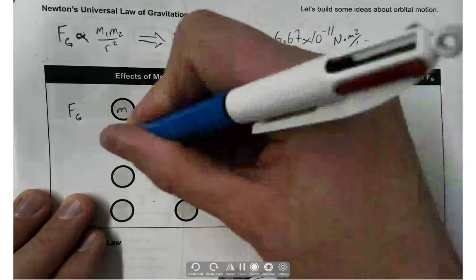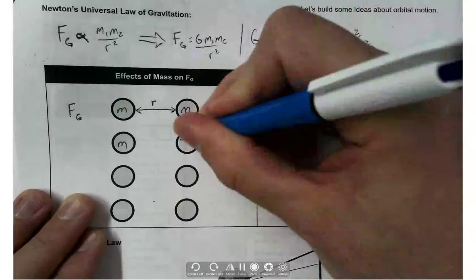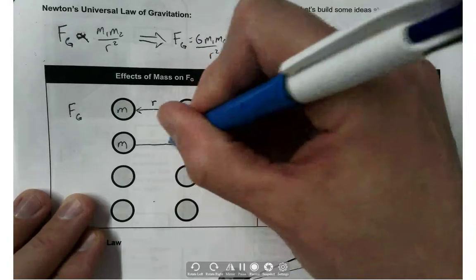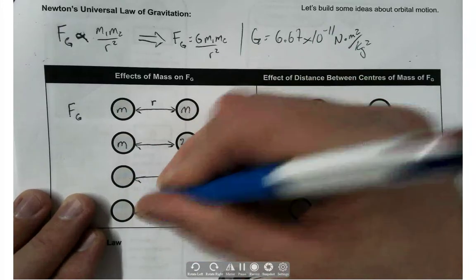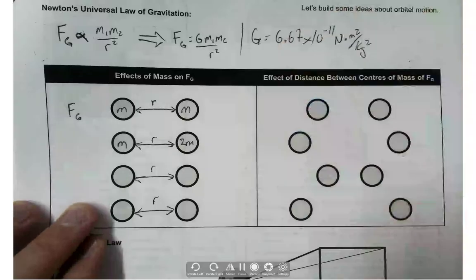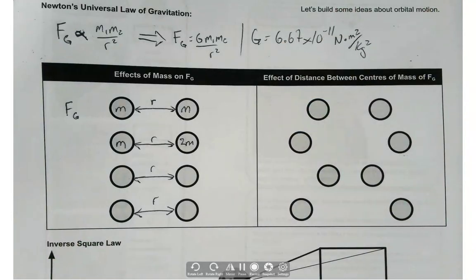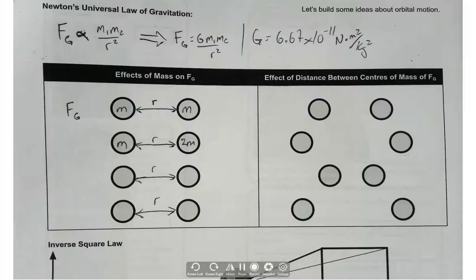If I take one mass, keep it the same mass, but I double the other mass, and I keep them the same distance apart. In fact, all of these examples are the same distance apart, same r value all the way down that column. What would be true about the force? How would it compare to the first one? I doubled one of the masses. What's going to happen to the force? We're looking at the proportionality statement up above. It's going to increase, yes.